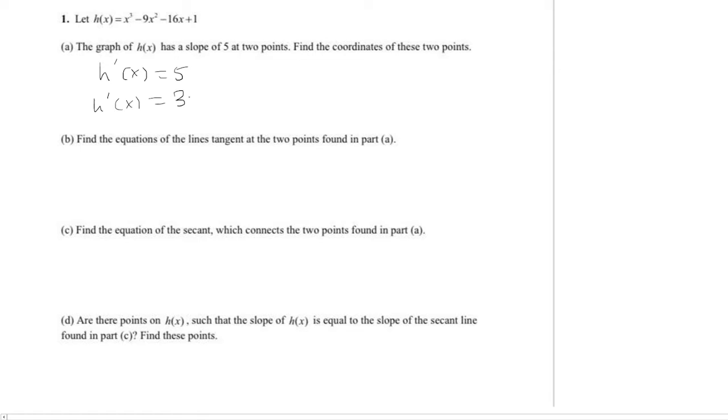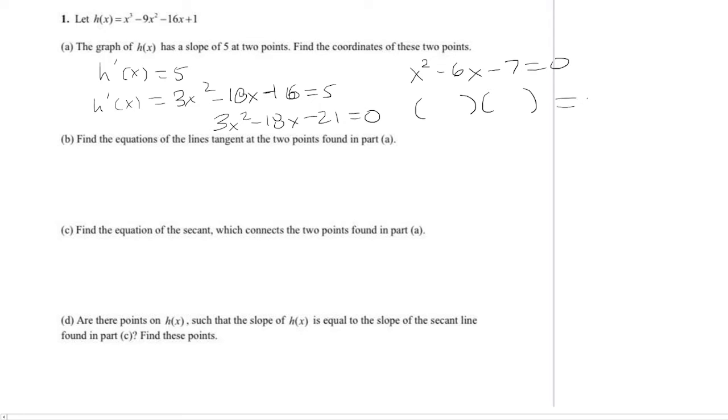The derivative is just 3x squared minus 18x minus 16. Set that equal to 5 to get 3x squared minus 18x minus 21 equals 0. So this step I just subtracted both sides by 5. And now I can divide both sides by 3 and factor it into x minus 7, x plus 1. Setting each factor equal to 0, we get x equals 7 and negative 1.